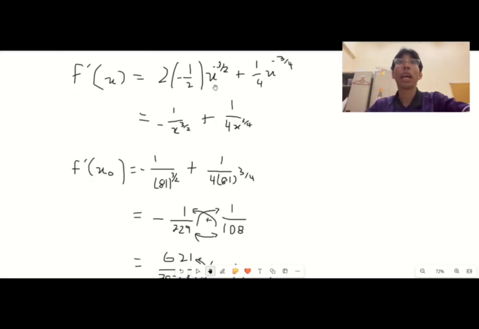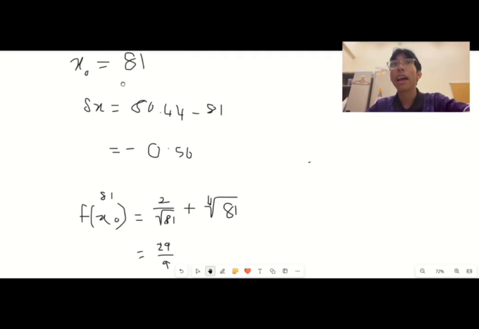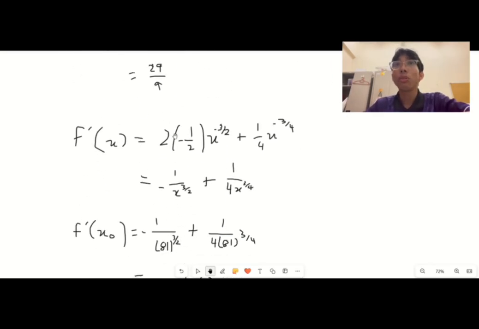So, the next step is finding f prime x. Basically, we take the function that we got in the beginning and differentiate it. f prime x equals 2 times negative 1 over 2, x to the power of negative 3 over 2, plus 1 over 4, x to the power of negative 3 over 4. And then bringing it down, we get negative 1 over x to the power of 3 over 2 plus 1 over 4, x to the power of negative 3 over 4.